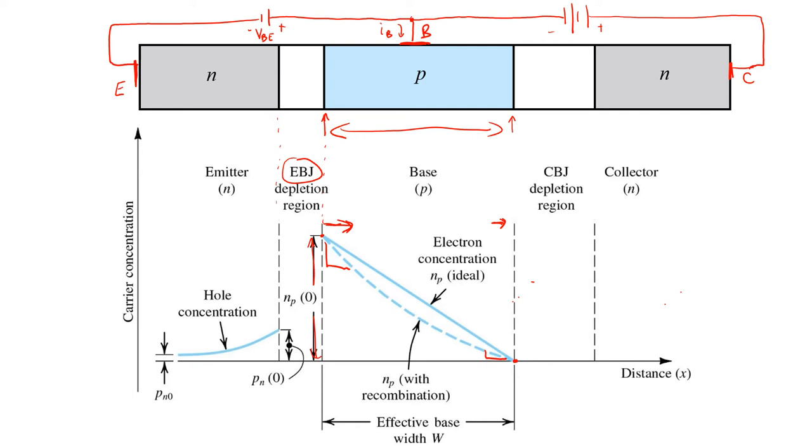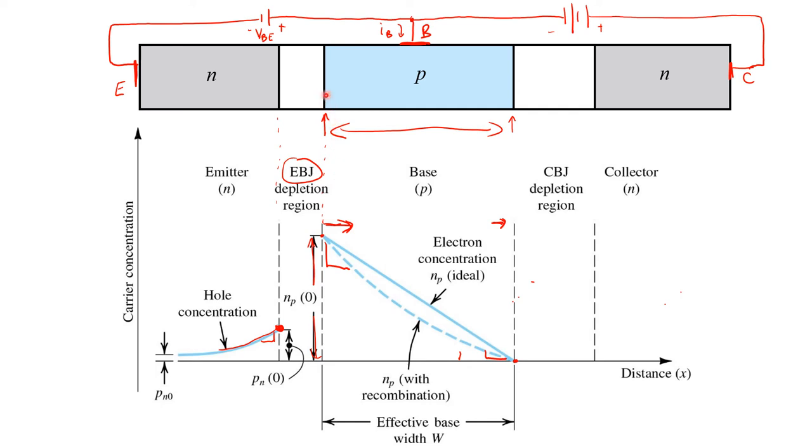The other source of base current is the excess holes that are injected across the forward bias emitter base junction, and recombine as they diffuse deeper into the emitter region. So this is the other portion of base current here.